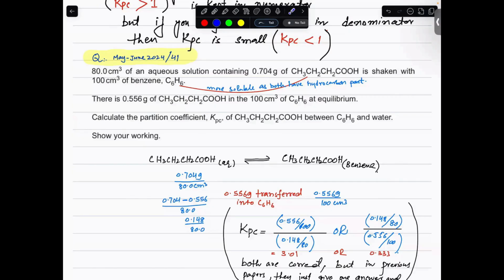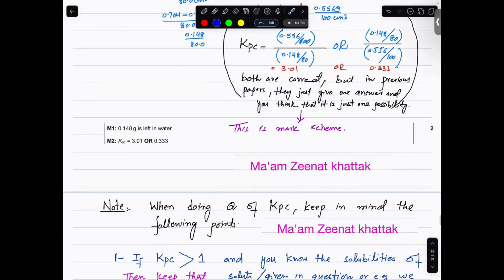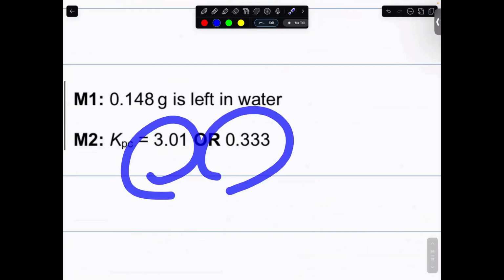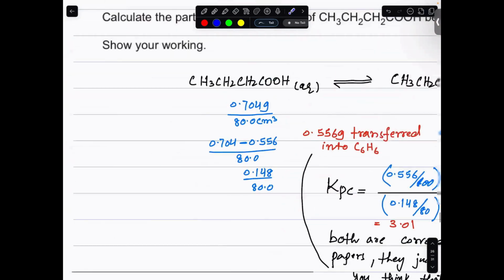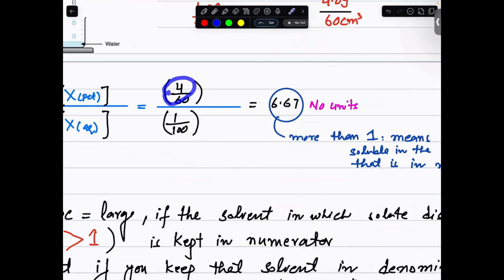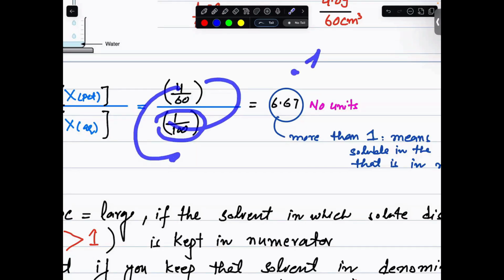Right? I think in the previous papers, since 2000, since Kpc has been in the course, it's very long. But in the previous papers, I think there are only 2 mark schemes in which they've given 2 answers for the Kpc. Like, suppose, if I keep this over this, my value is 6.7. But if I keep this in the numerator and this in the denominator, my answer would be what? 1 by Kpc. And that's 100% correct.